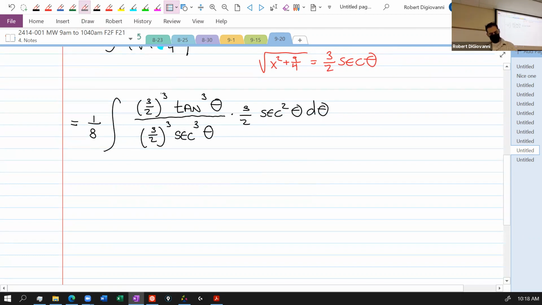Lots of canceling here. The 3/2 cubed and the 3/2 cubed go away. The secant squared goes away, and I just have one secant left on the bottom. I still have the 3/2 too, so I'm going to pull that out as a 3/16. The 3/2 comes out, hits the 1/8. I'll have a tangent cubed up top, and on the bottom, I still have a secant.